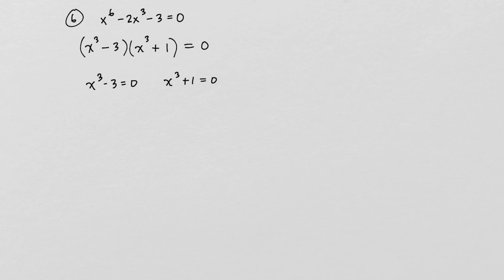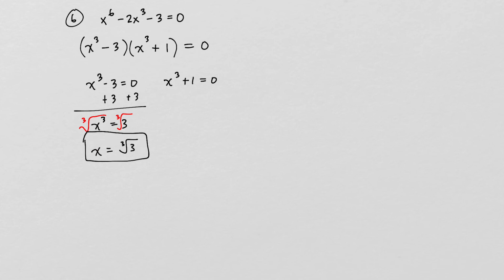So in the first factor, we have x cubed minus 3 equals 0. We can add 3 to both sides, and this gives us x to the 3rd power is equal to 3. And then to solve for x, we need to cancel the 3rd power. And to do that, we take a 3rd root. So we take the cube root of both sides, and we get x is equal to the cube root of 3. So this is one answer.